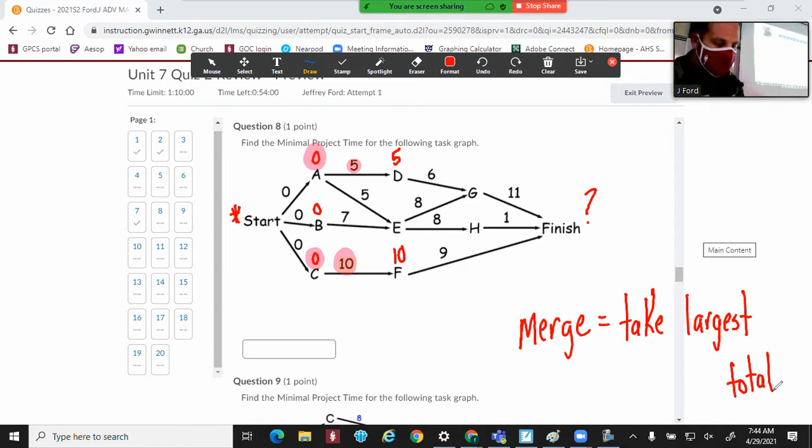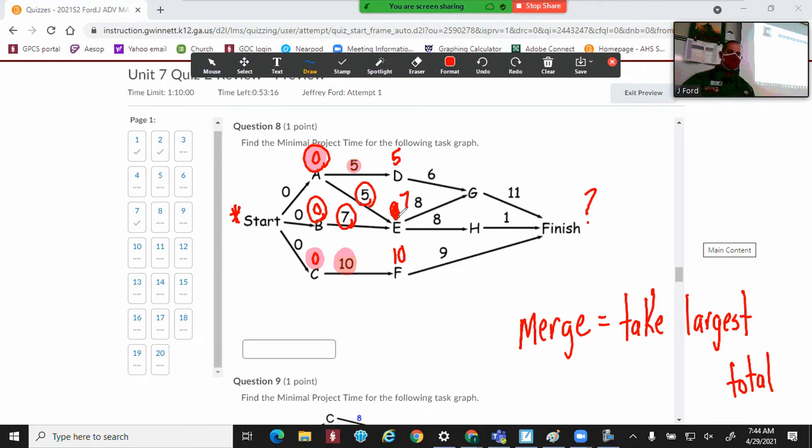So if you look at E, A starts at 0 plus 5, it would be 5. But B starts at 0 plus 7, 7. So what number is bigger, 5 or 7? It will be 7, because remember, E cannot start until both tasks are completed. Task A would be done on day 5, but task B wouldn't be done until day 7. E can't start until both of them are finished, which means A will start first, but B will finish at the end, making that the start.